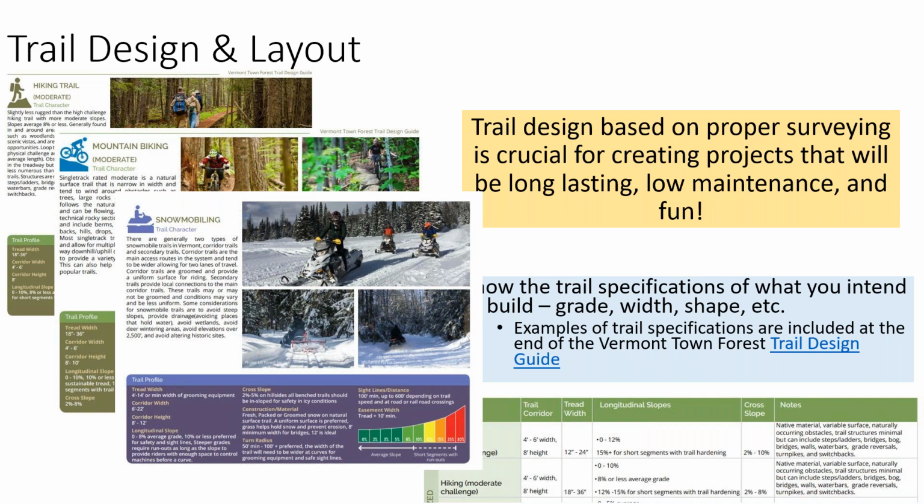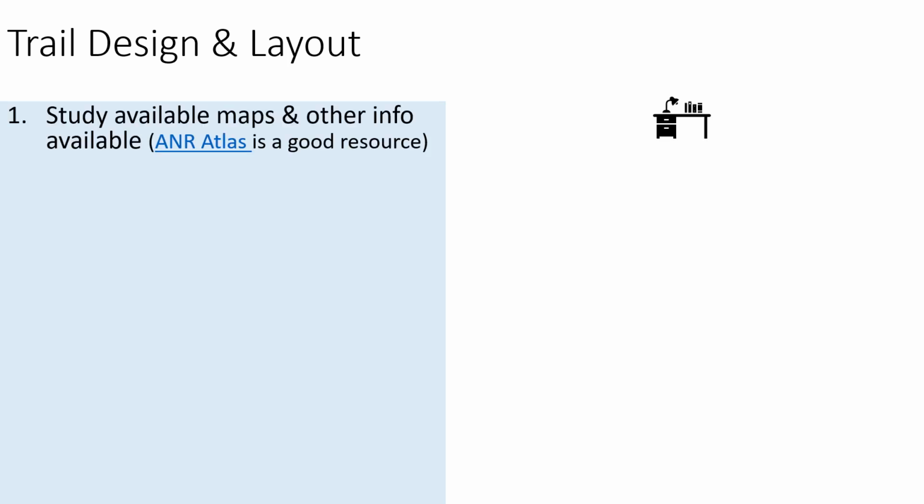And then once you know your trail specifications, you can start thinking about what Luke and I like to think of as an iterative process, which is the actual trail design and layout, where you're studying available maps and other information that is available to you. So again, ANR Atlas, which we mentioned earlier, is a great resource for this first step, sort of looking for those control points that might be on a map, like wetlands or deer wintering areas. Then you draw a few lines in ANR Atlas and you go out into the field and you explore the terrain, see what it looks like when you're out there and if it matches up to what you were thinking.